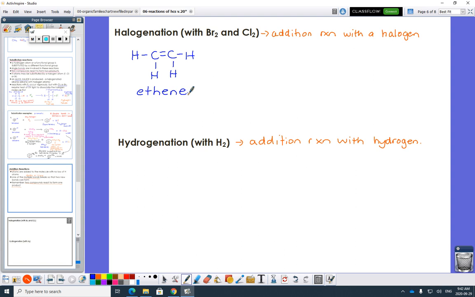So I'm showing all of the hydrogens to emphasize what happens, okay? So pick the halogen you want. I'll pick bromine. Okay? So then again, when you do these questions, try to think, if I have a double bond, what would happen? Well, a double bond can make a single bond, okay? So let's do that.